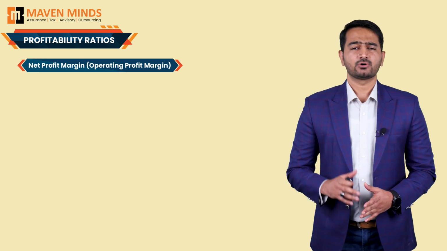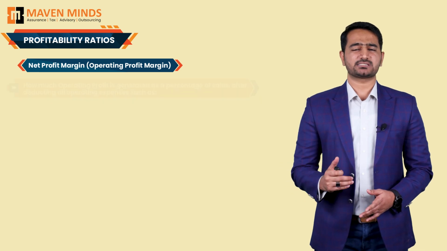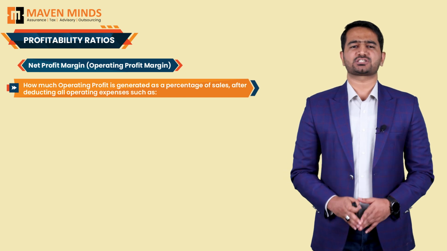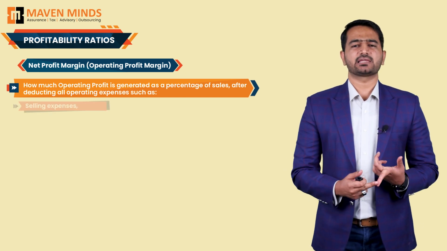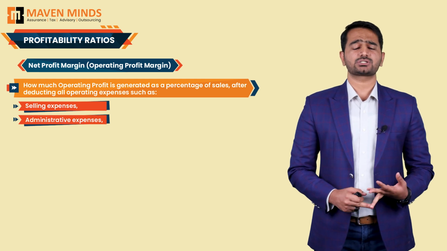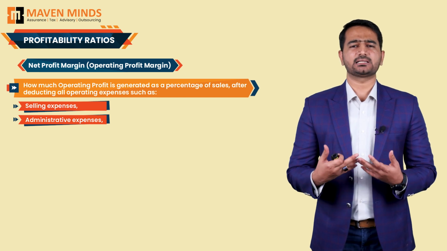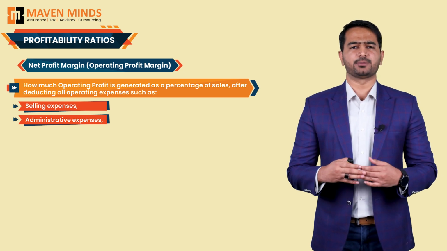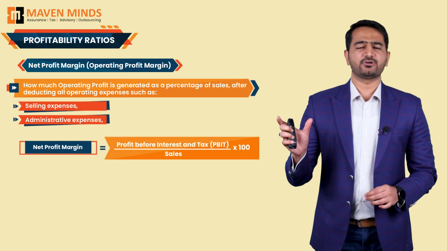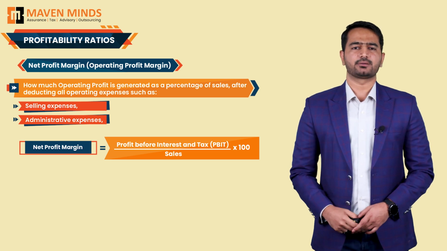Net profit margin, also called operating profit margin, measures the percentage of sales that remain as profit after deducting all the operating expenses such as selling expenses, administrative expenses, research and development cost, and other general overheads. It essentially shows how efficiently the company converts its sales into operating profit. Net profit margin is calculated by dividing the profit before interest and tax by the sales, then multiplying by 100.